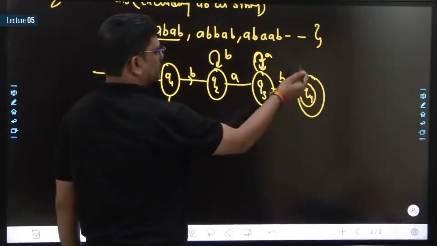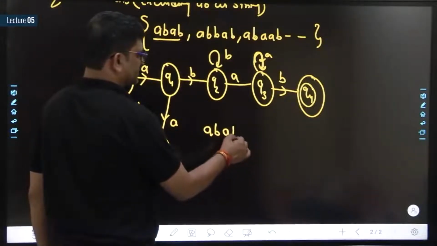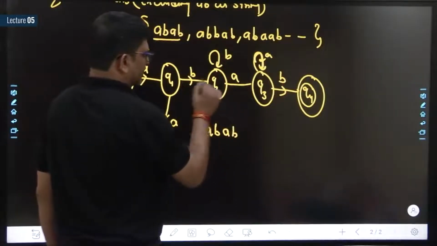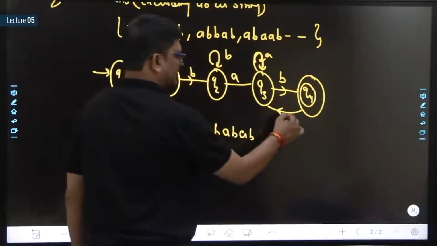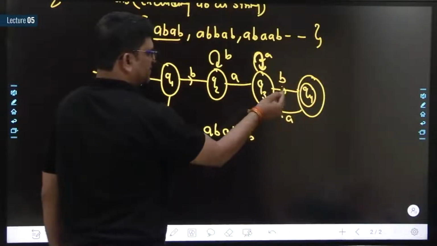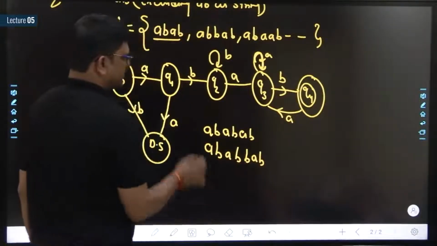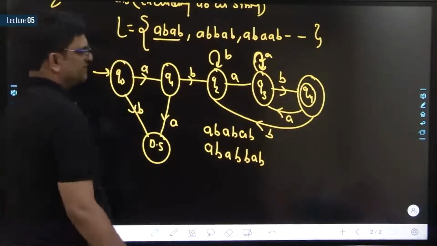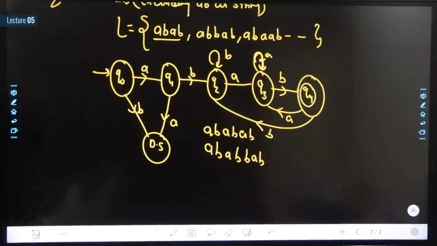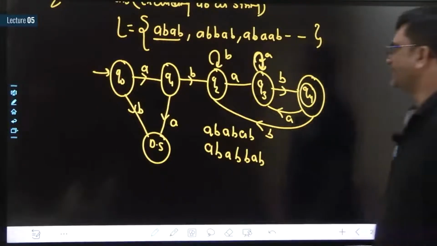What are the transitions on input symbols A and B on the state Q4? Check. Is this string present in our language or not? ABAB, ABAB, yes, this is also present in our language. ABABAB. Check this string: ABABBAB. This is our DFA for the given language. Now check. Please check. Clear? Any doubt?